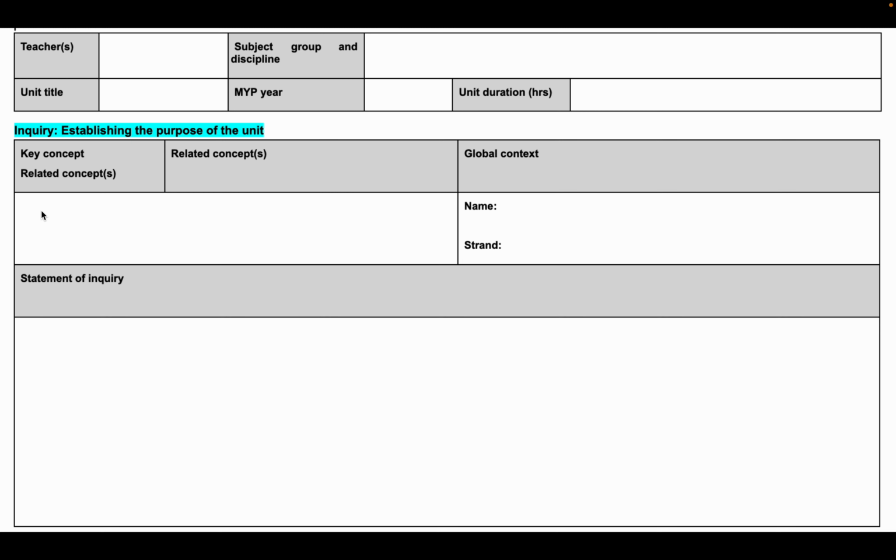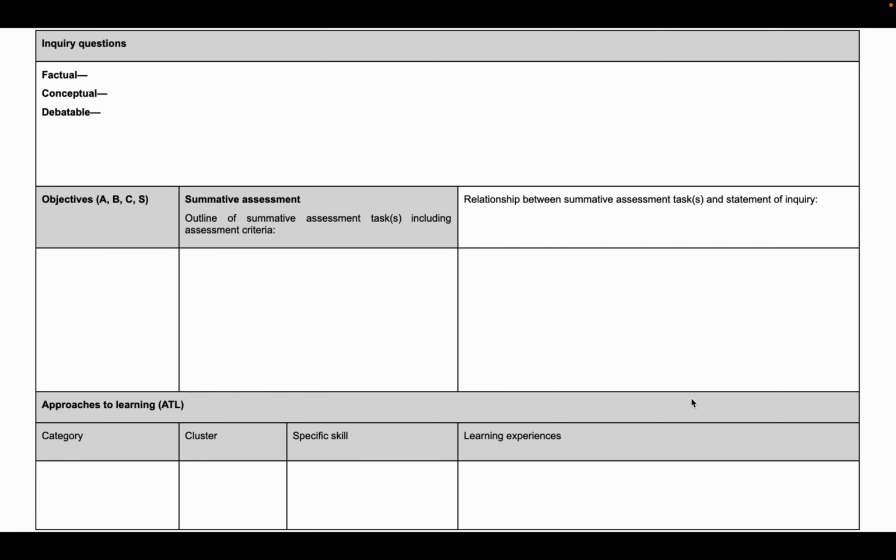And then there's spaces for the key concept, related concept, the global context, and here it's written as strand. It could also be exploration, and the statement of inquiry. Another feature are inquiry questions.